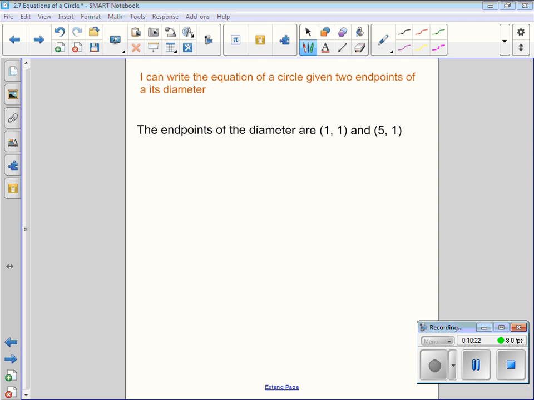How about this one? I can write the equation of a circle given two endpoints of its diameter. The endpoints of a diameter are 1, 1, and 5, 1. Now let's make sure conceptually we know what we're talking about here. So there are the 2 points, and they represent the diameter of some circle. Here's the diameter, and then the circle goes around somehow and creates, whoops, I kind of missed that point. There's the circle, okay?